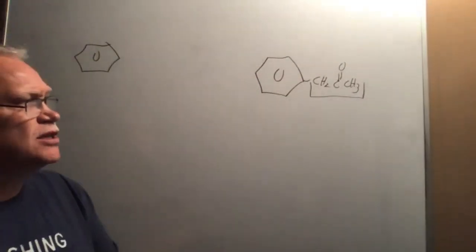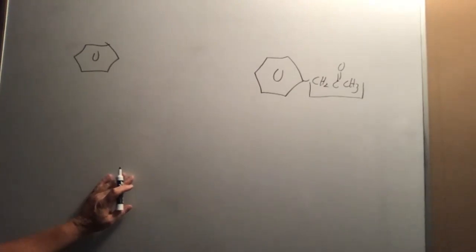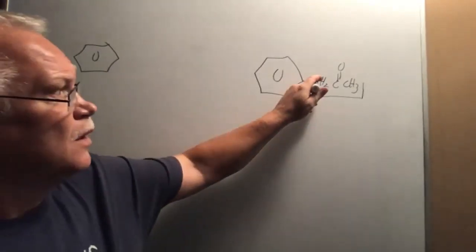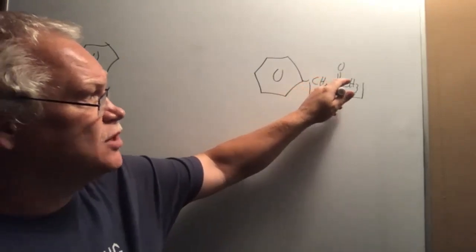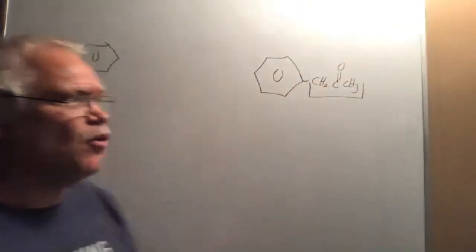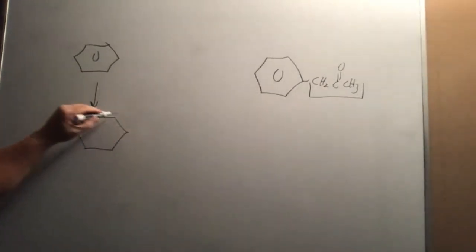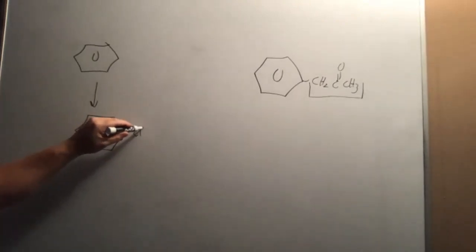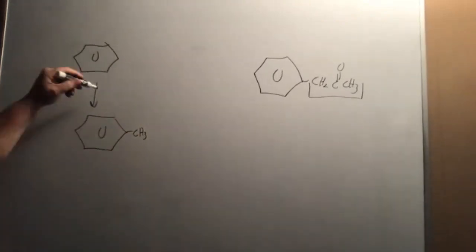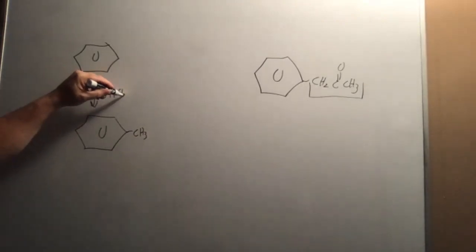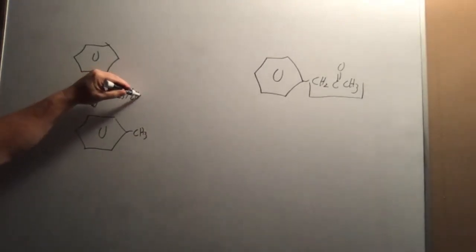So my question is, how would you do something like this? Okay, what would you do to get that group onto the ring? Okay, notice what happens here. We have CH2, C double bond O, CH3. Now, I don't really know what to do. So the first thing I'm going to do is just do something that I do know how to do. I'm going to put a methyl group on there. Now, we know how to do that. That's just AlCl3 and CH3Cl.